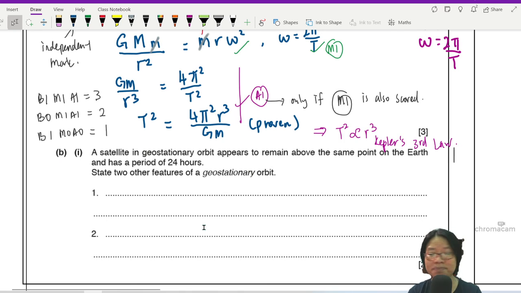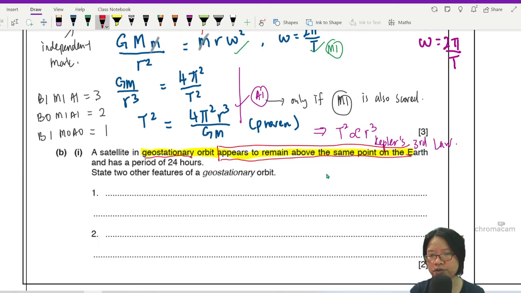Okay, let's look at B. A satellite is in geostationary orbit, and appears to remain above the same point on the Earth. So normally, whenever you see the word geostationary, this is the definition: appears to remain above the same point on the Earth. So basically, if you're standing on the Earth and you look up, the satellite is always at the same spot. If the satellite is not at the same spot, then it's not a geostationary satellite.